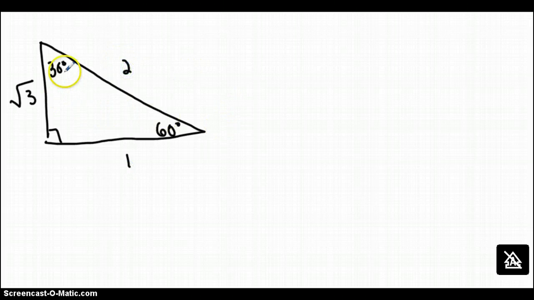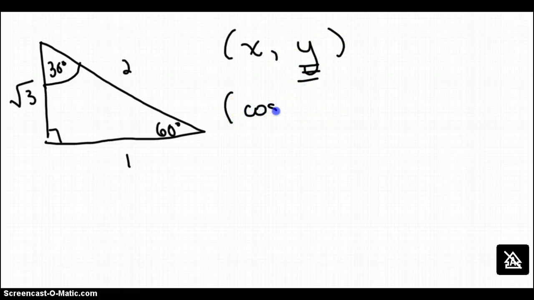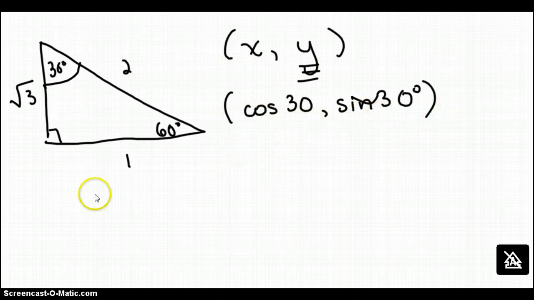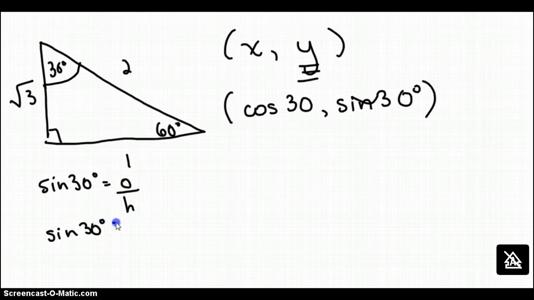Okay. From angle 30, so this is the angle we will be working from, this one right here. Okay. We're going to do the sine to calculate the y value. Okay? So x is the cosine of angle 30, and y is the sine of angle 30. So from here, we're going to calculate the sine of 30. So sin of 30 degrees equals opposite over hypotenuse. Sine of 30 degrees. Now from here, your opposite is 1.